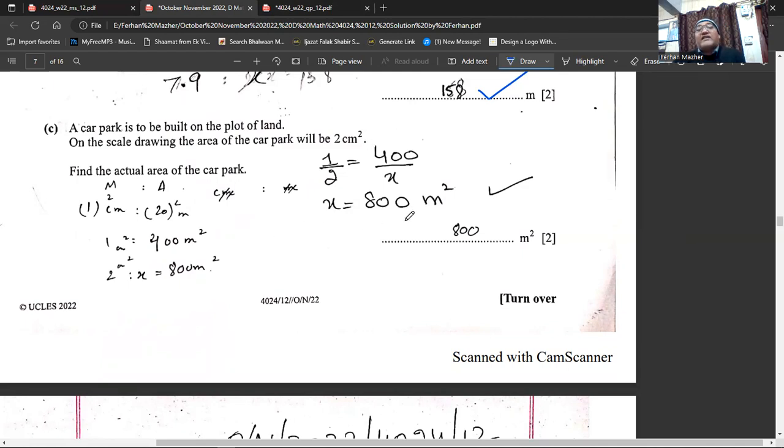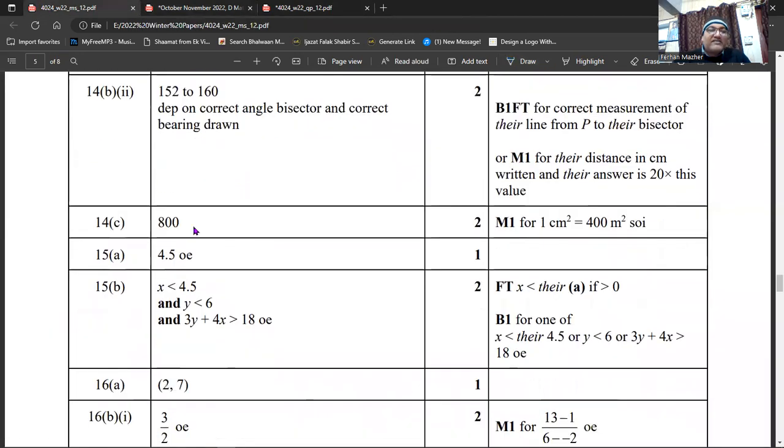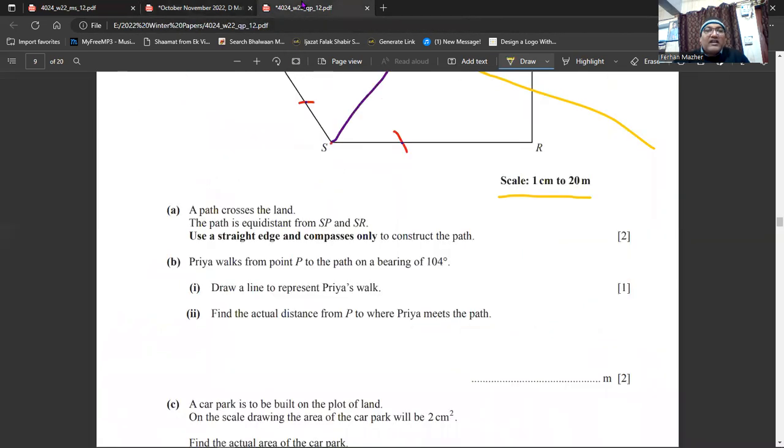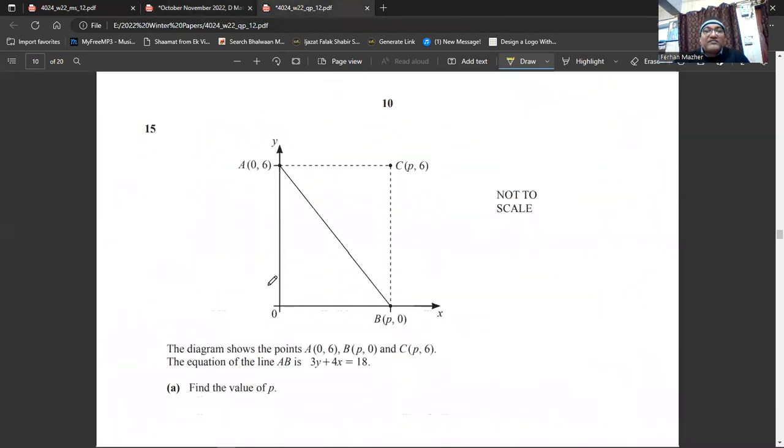So x will be equal to 800 meters square. So 800 meters square is our answer. Question number 14, C part. And this is the solution. And we are done with this question.